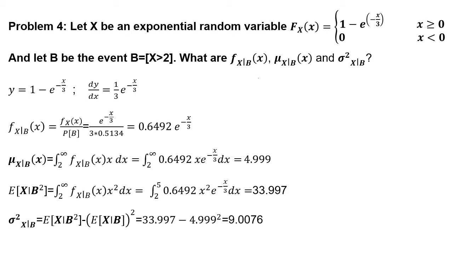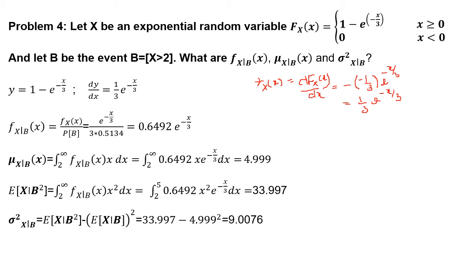F_X(x), the CDF, is given, so we can find f_X(x), that is the PDF. It is the differentiation of the CDF with respect to x. So when you differentiate this, you get minus 1 by 3 e to the power minus x by 3. So you get this as 1 by 3 e to the power minus x by 3.